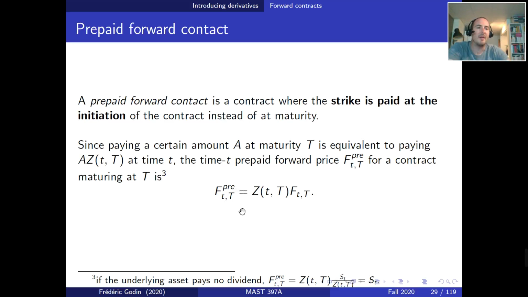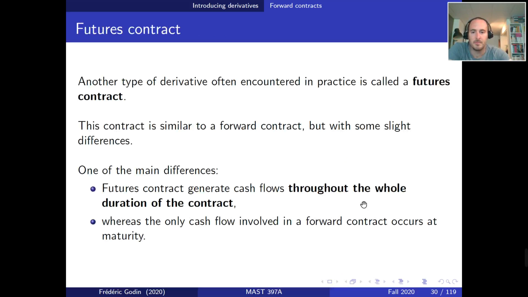Okay, so again, if we use all the assumptions made previously, including the absence of dividends, we saw that this F here had to be S small t divided by Z. So if we replace this by S small t divided by Z, which is done below here, then the two Z's cancel out, and we see that the prepaid forward contract price must be the price of the underlying asset itself.